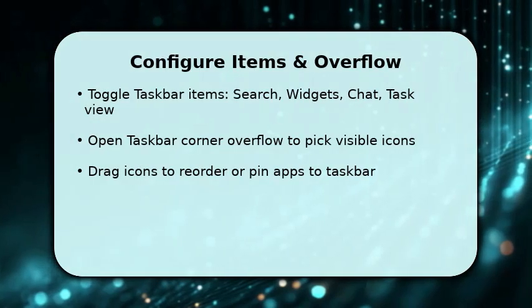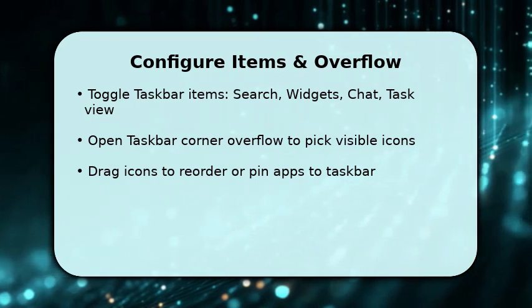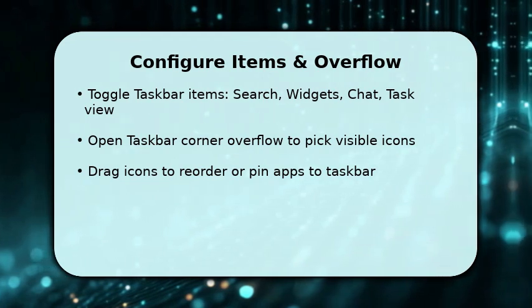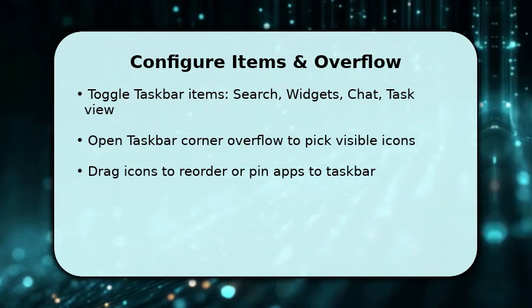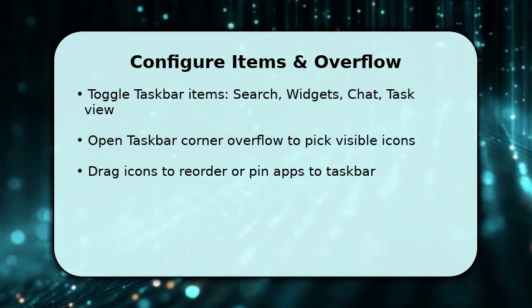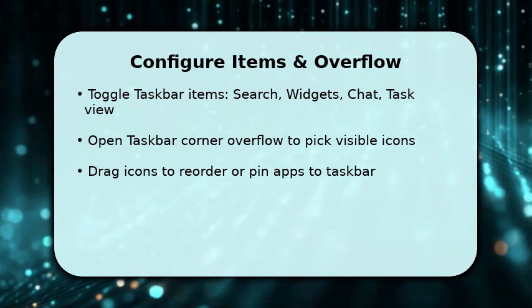Next, focus on the detailed configuration in those sections. Under Taskbar Items, toggle Search, Widgets, Chat, and Task View to quickly control major elements. Then open Taskbar Corner Overflow to choose which system icons like clock, network, or volume appear. Turning off overflow pins them directly to the bar.